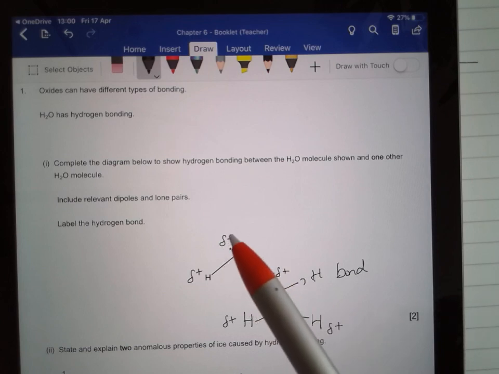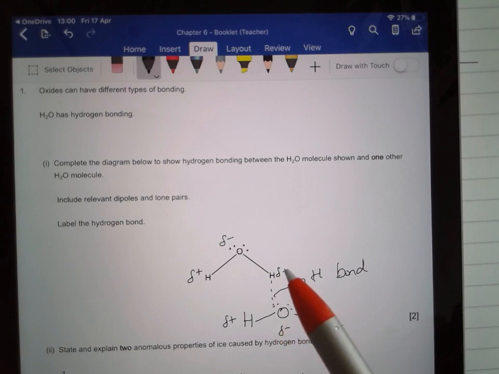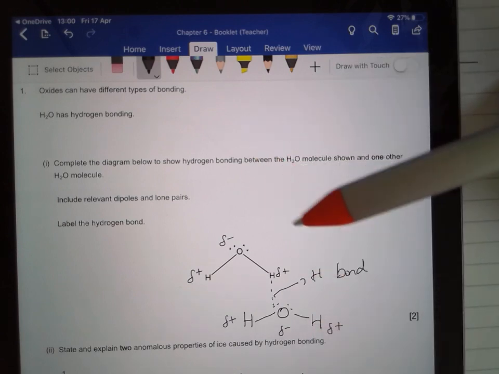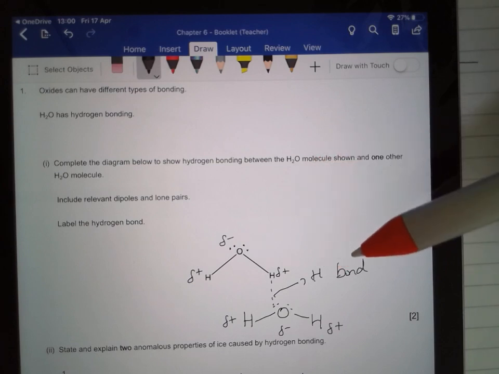Okay, so notice here that I've got my delta negative and delta positive on both molecules. That's really important if you're going to pick up that mark, okay? It's not necessary to have the second delta positive hydrogen, but you need to have at least one delta negative oxygen and one delta positive hydrogen on each molecule, not just on one of them, okay?